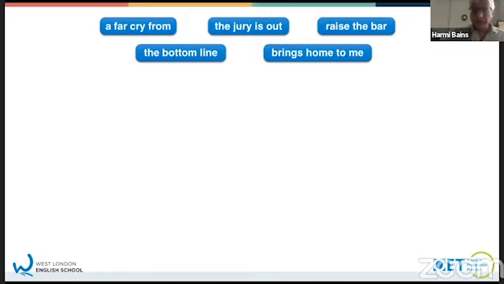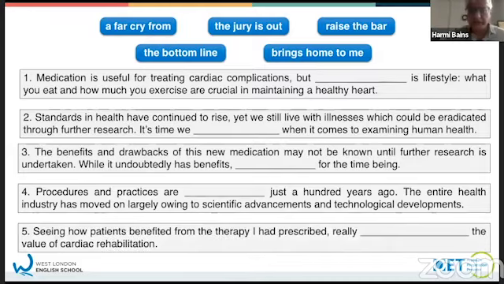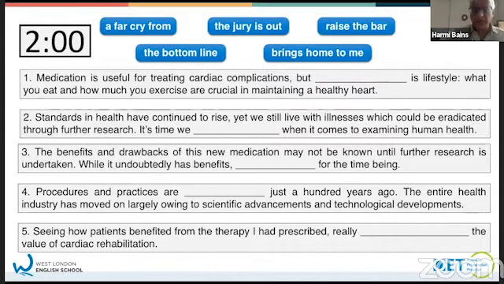What we're going to do is a quick task. You can see there are 5 idioms. There are 5 questions. What you need to do is put the idioms into the questions. You've got 2 minutes, guys.